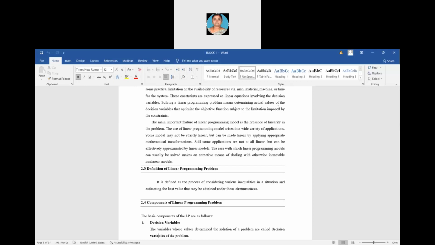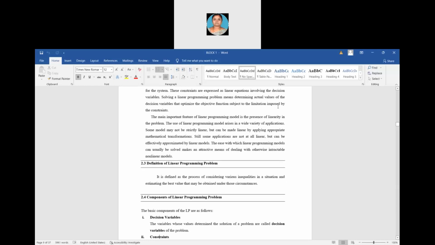Now we can come to the definition of a linear programming model. It is defined as the process of considering various inequalities in a situation and estimating the best value that may be obtained under those circumstances. So a linear programming problem must have some inequalities, and finding the best value is nothing but the solution for that problem.